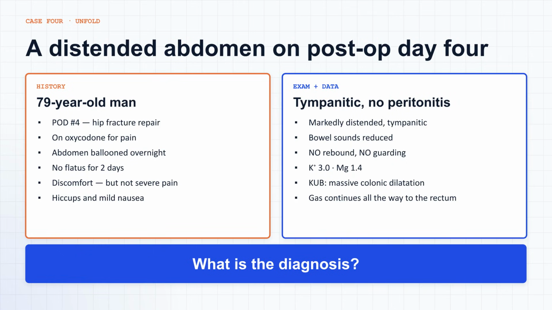On exam, his abdomen is tympanitic and markedly distended. Bowel sounds are reduced. There is no rebound and no guarding. His potassium is low at 3.0. An abdominal film shows massive colonic dilatation, with gas continuing all the way to the rectum. What is the diagnosis? Notice what is absent: no rebound, no guarding, and no fever. This is not a surgical abdomen yet.